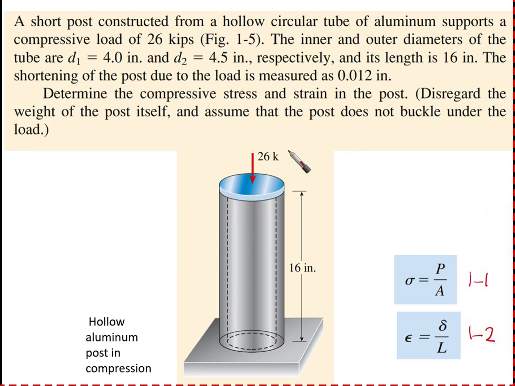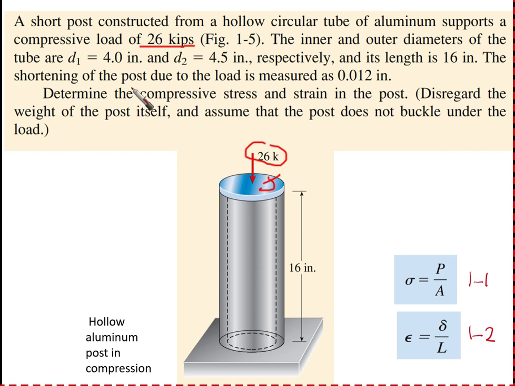So assume that we have a short post, as you can see here. It's a short post constructed from a hollow circular tube. As you can see, it's hollow. So the cross section here is a hollow circular tube of aluminum. It supports a compressive load of 26 kips. As you can see here, this is the force being applied. It is 26k, and k here means kips, kilopounds, as we said.